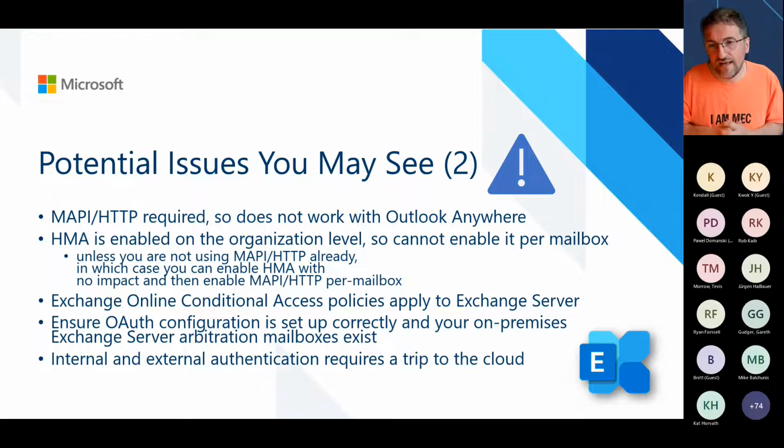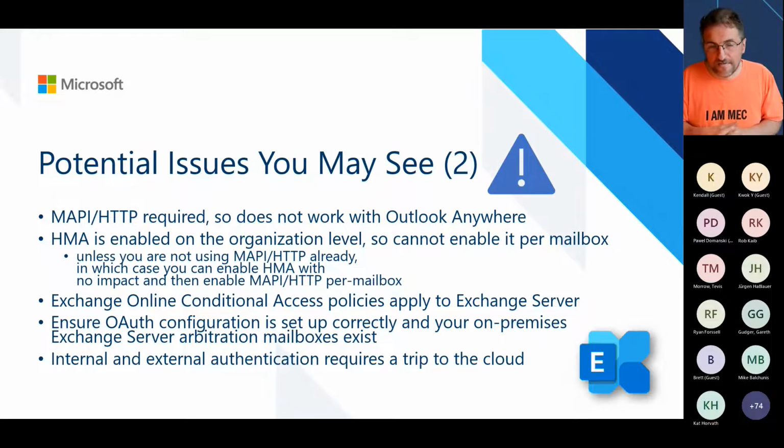But if you are still on Outlook Anywhere, as one of my clients was, for example, we can use that as a way of piloting it. So you can turn on Hybrid Modern Auth, and then for a few mailboxes, turn on MAPI over HTTP, make sure your Hybrid Modern Auth works, and then turn on MAPI over HTTP for everybody.